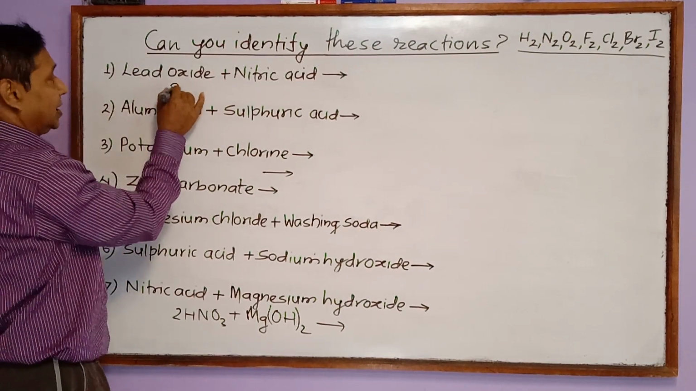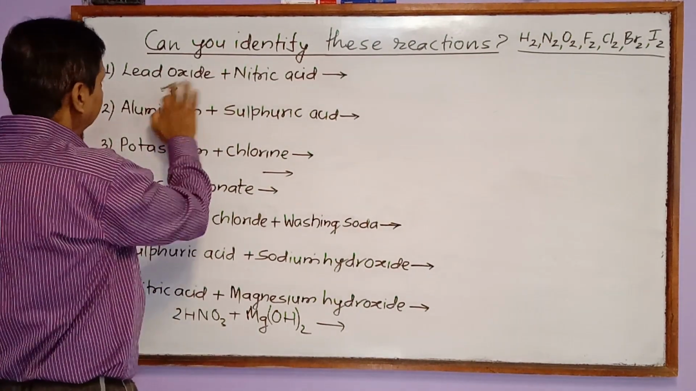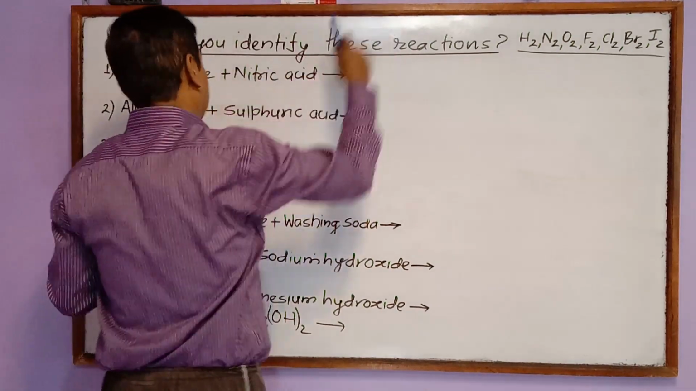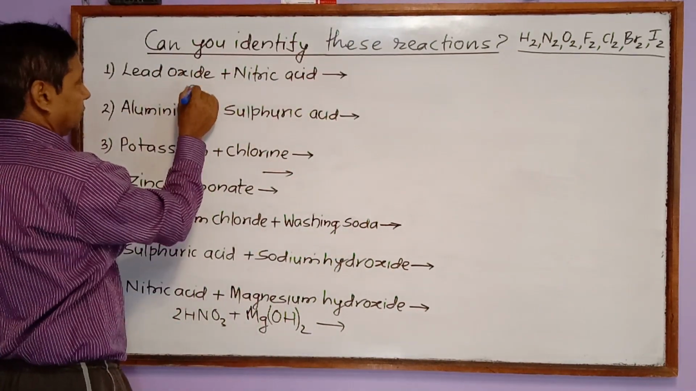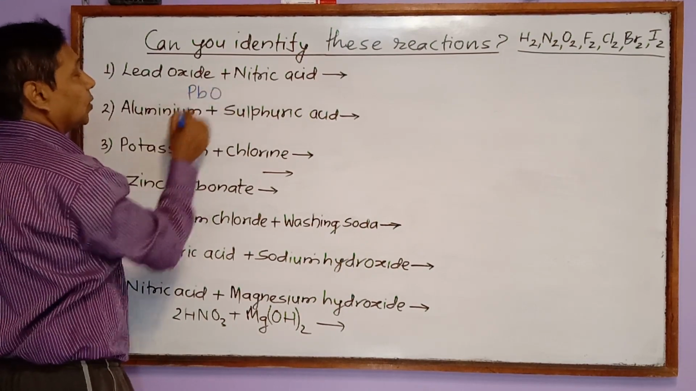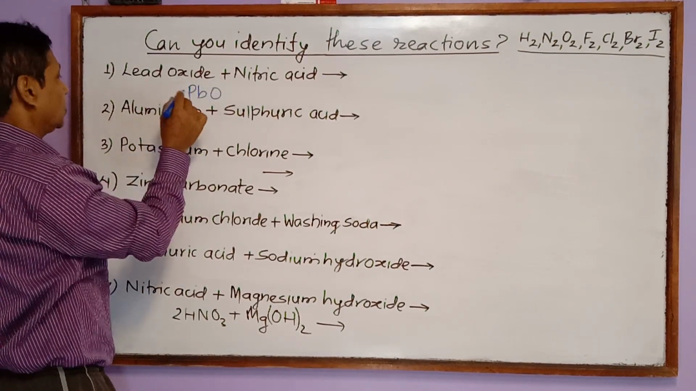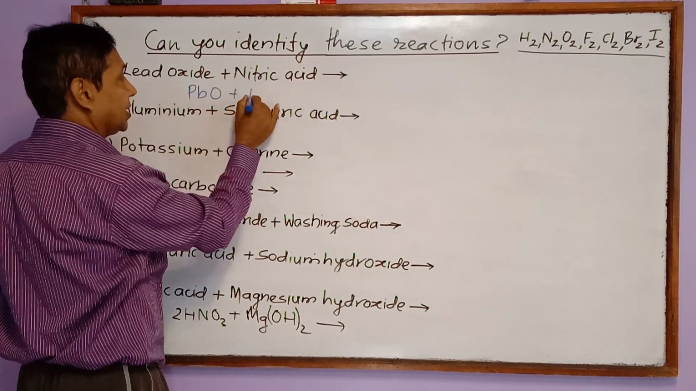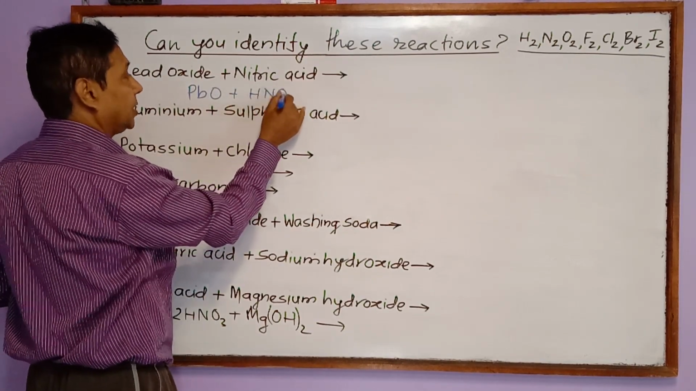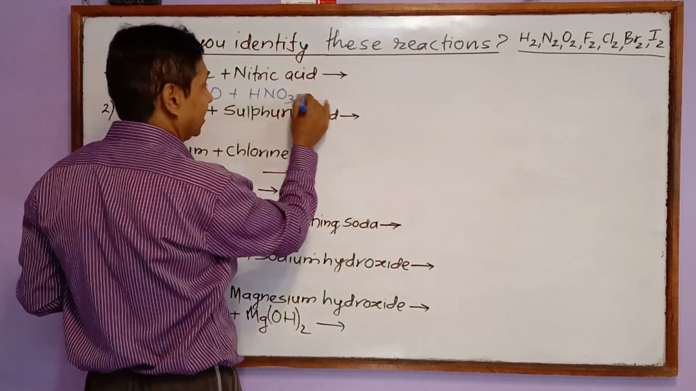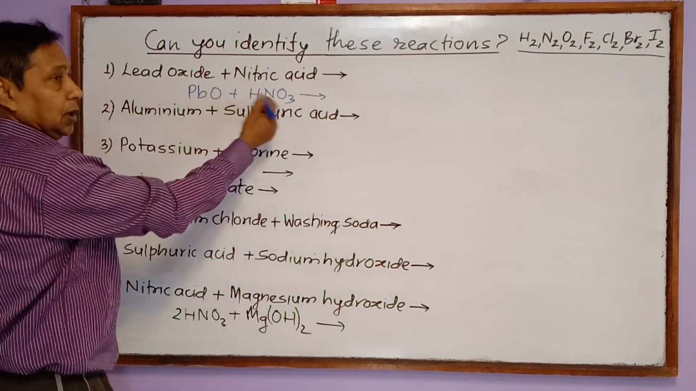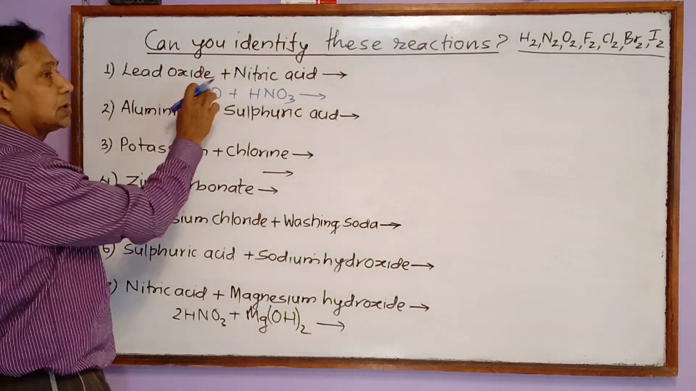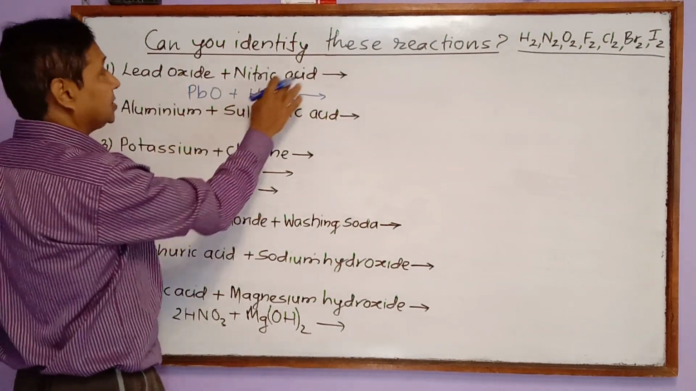Let's start. Lead oxide. Lead means Pb. Oxide means O. Lead valency 2, oxygen valency 2, equal valency, no exchange. And this is nitric acid, HNO3. We have to remember the formula of nitric acid directly, so we don't have to transfer the valency. Now this is a metallic oxide. Metallic oxides are bases, and this is directly an acid.